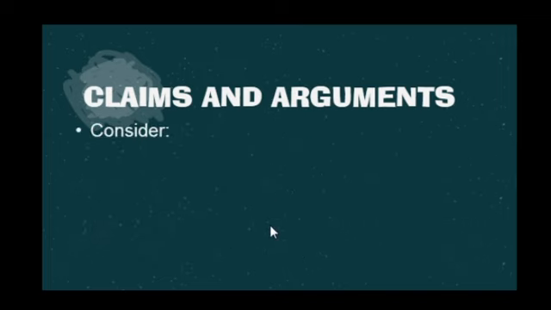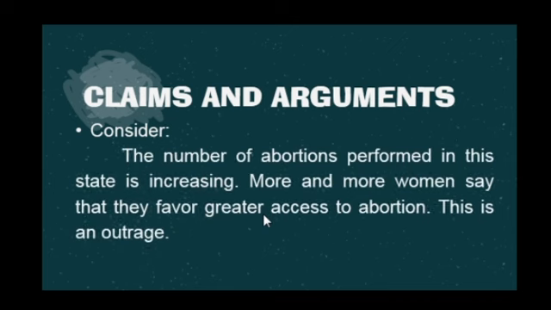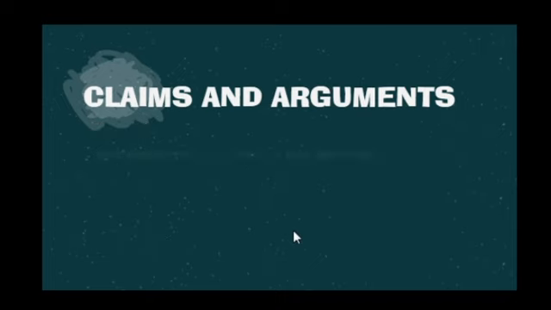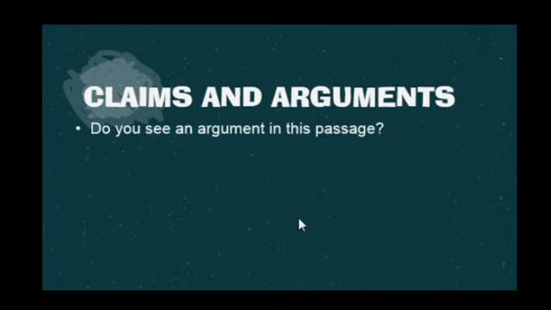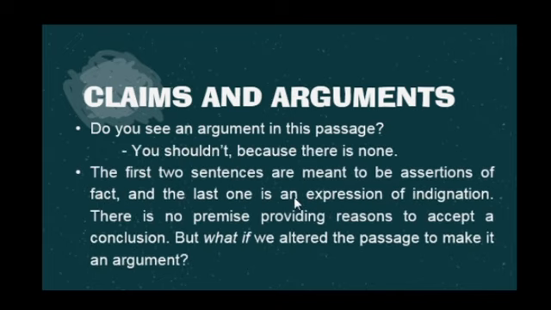Now let's consider this example. The number of abortions performed in the state is increasing. More and more women say that they favor greater access to abortion. This is an outrage. Now, do you see an argument in this passage? Well, you shouldn't, because there is none. The first two sentences are meant to be assertions of fact, and the last one is an expression of indignation. There is no premise providing reasons to accept a conclusion.